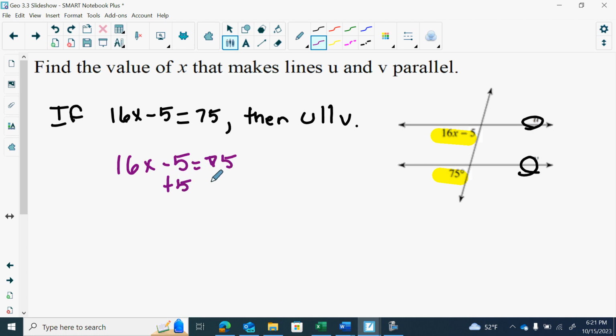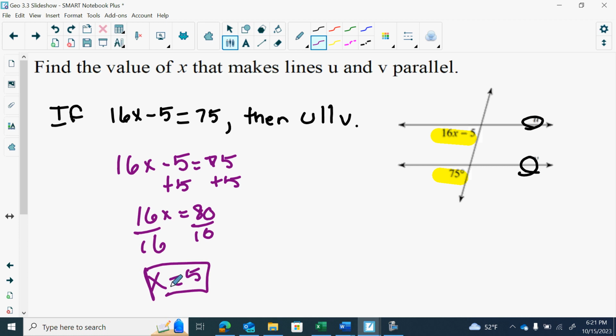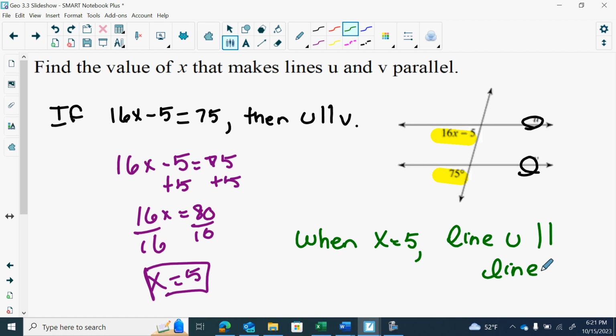So we'll add 5 to both sides first, right? Because we undo addition or subtraction before we undo multiplication. 16x equals 80. Divide both sides by 16, and 80 divided by 16 is going to give us x equals 5. So that means here in this case, when x equals 5, line U is parallel to line M. I'm sorry, line B.